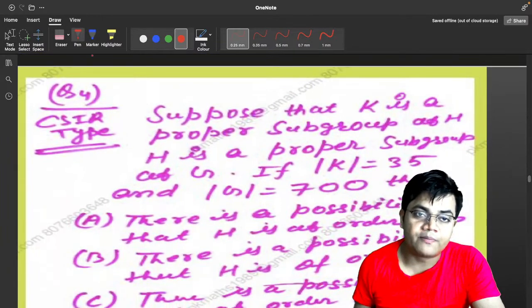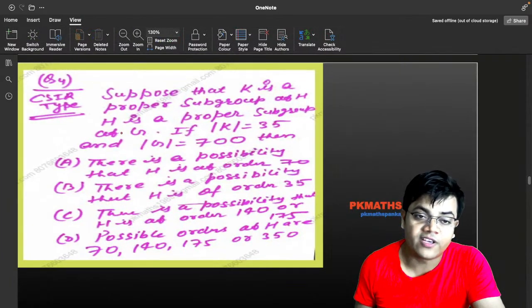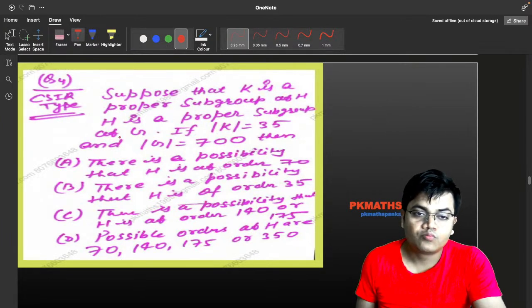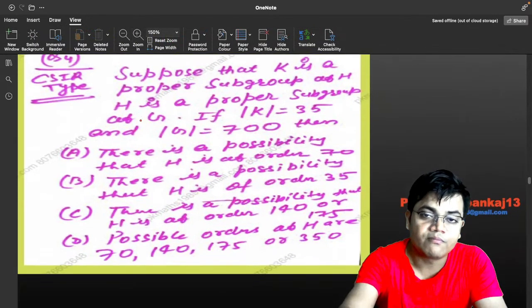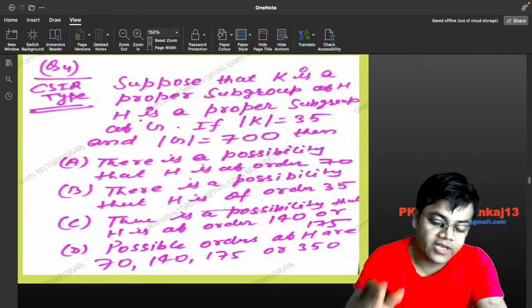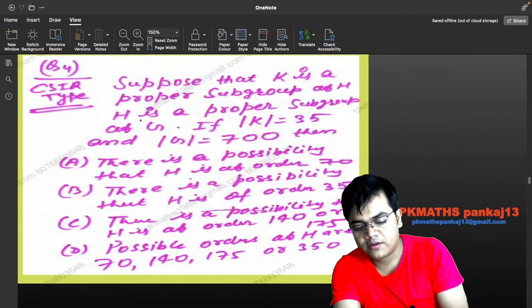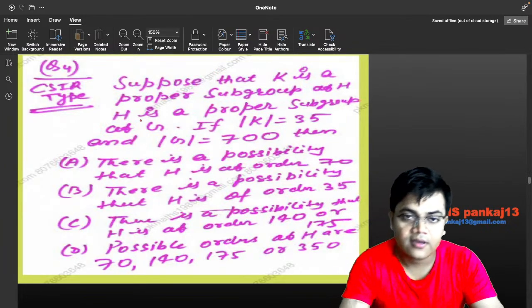This is completely based, and I would like to say a 4.75 type question. So you have to be very, very careful for this question. Completely based on Lagrange's theorem. If you know Lagrange's theorem beautifully, then nobody can stop you from giving the right answer to this question. So I will give you an appropriate amount of time to say the right things.